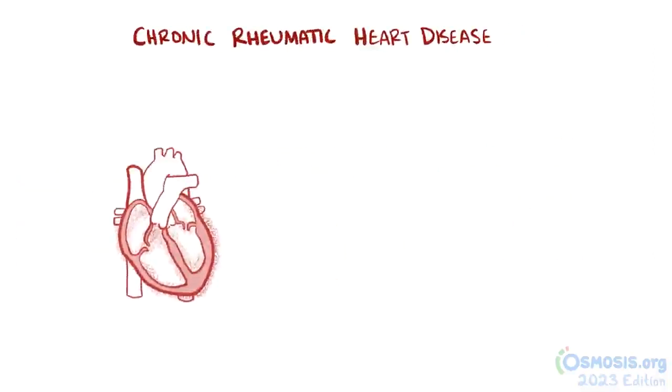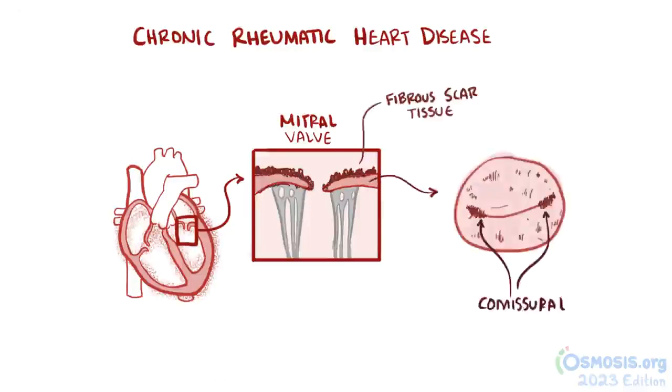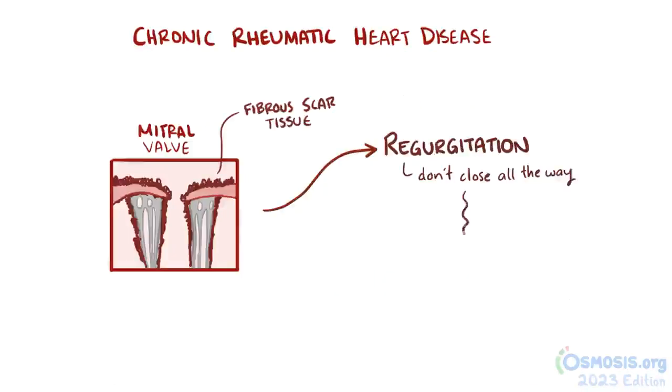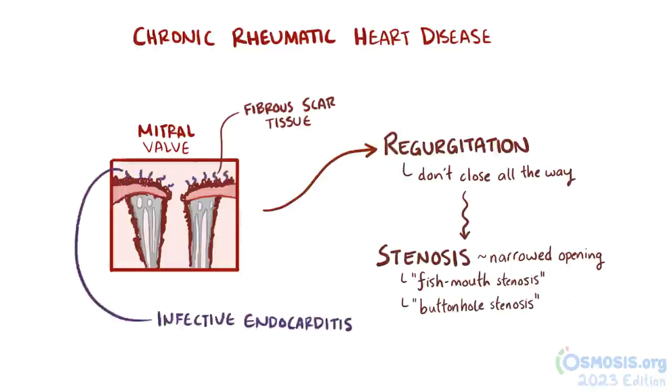With chronic rheumatic heart disease, the valves, typically the mitral valve, but sometimes the aortic valve, develop scar tissue from repeated inflammation. The leaflets of the valves become thicker and can actually fuse together, called commissural fusion. Also, the chordae tendineae, which are attached to the valves, can become thickened as well. These changes can cause complications with the valves, most commonly regurgitation, meaning that they don't close all the way. This can progress to stenosis, or narrowing of the opening, sometimes called fish mouth stenosis or buttonhole stenosis. These roughened areas are also at higher risk of microbial attachment and invasion, called infective endocarditis.